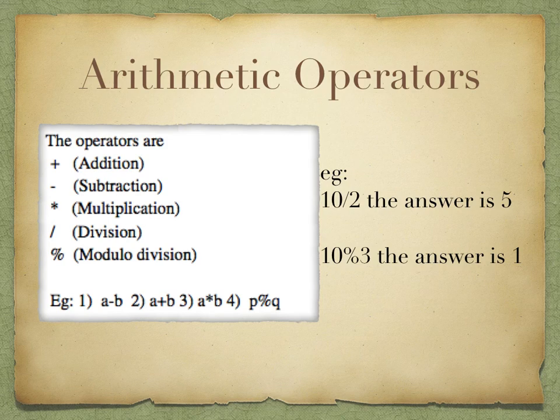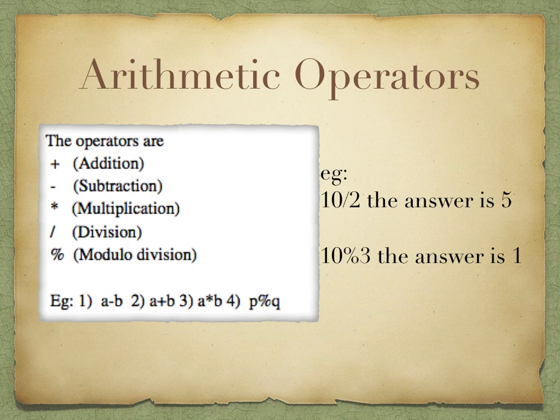If you use 10 slash 2, the answer that we'll be getting is 5. That is the quotient that you get after division. But if you're using the percentage operator, you can see the second one, that is 10 percentage 3. The answer is 1, because when you use a percentage operator, it is going to give the answer as the remainder.